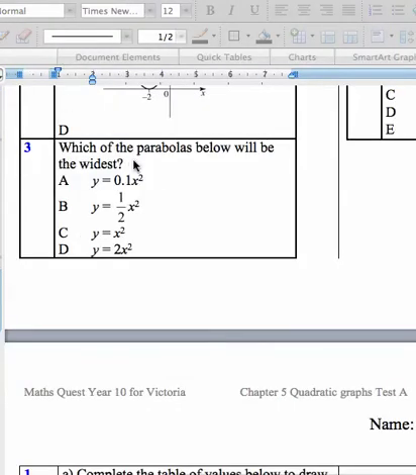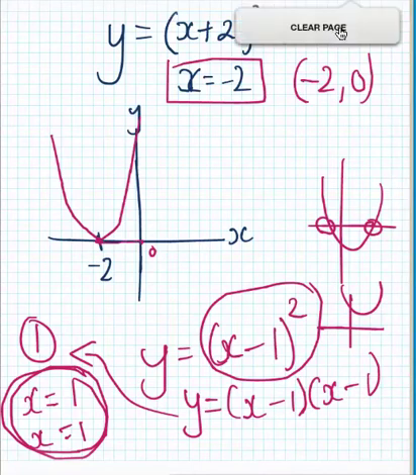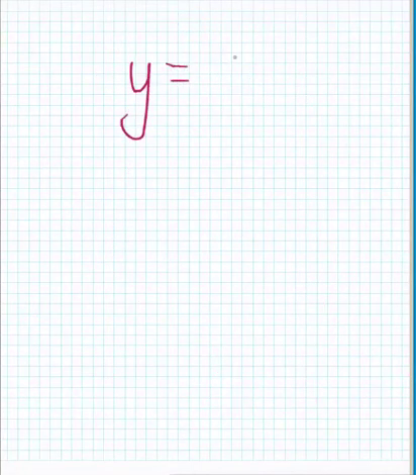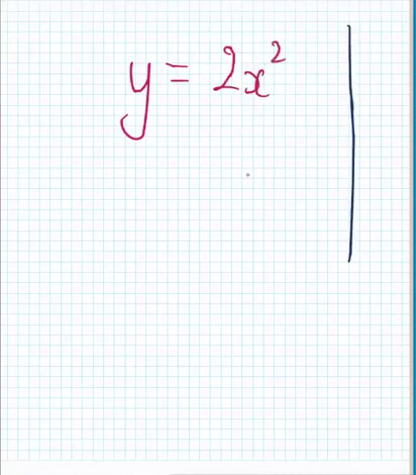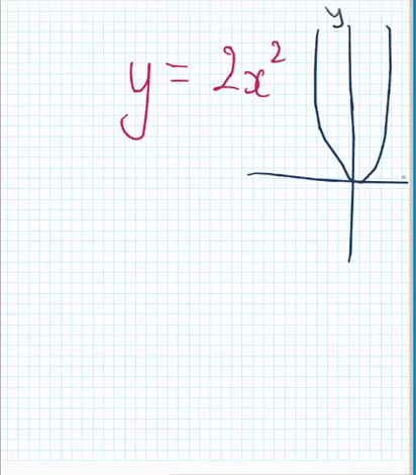Our next question, which of the parabolas below will be the widest? So we know for a parabola's dilation to change and for it to become wider, the number in front of the x squared, or the factor outside the bracket, has to be less than 1. This is because if it's less than 1, the values will be increasing at a slower rate. So, for example, if I have y equals 2x squared, and we can see 2 is greater than 1, that means if I use a table of values, I'll end up with larger values because we're multiplying everything by 2. And so the y values are getting larger, much quicker.